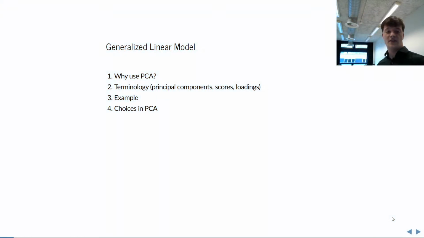Okay, I've divided it into 4 different parts. First, I'll talk about why you would use PCA, because I want to convince you that it is useful and it's maybe something you should do at the beginning of any analysis that involves a large data set. Then I'll explain the terminology so we're all on the same page. So what are principal components? What are the scores? What are the loadings? And then I'll go over an example.